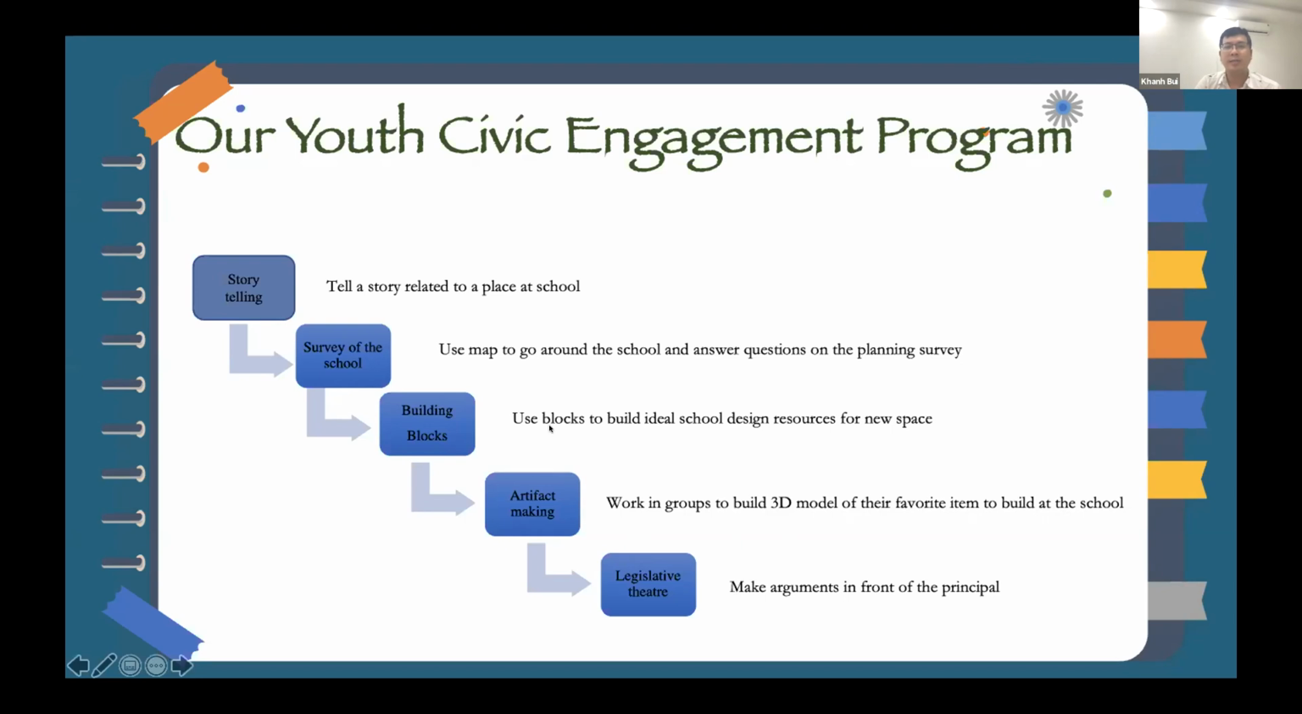So you can see that they use different modes when joining the project. That's the reason why, for this study, we can see how multi-semiotic resources, or multimodality, can support youth in enhancing their civic engagement and in proposing their voice in front of the principals, in front of the school authority.